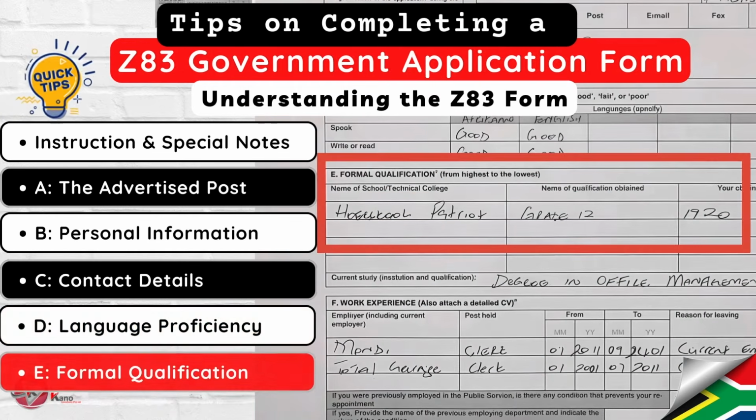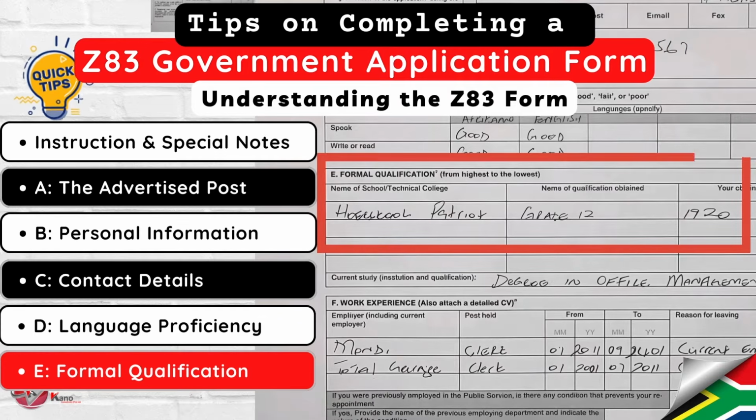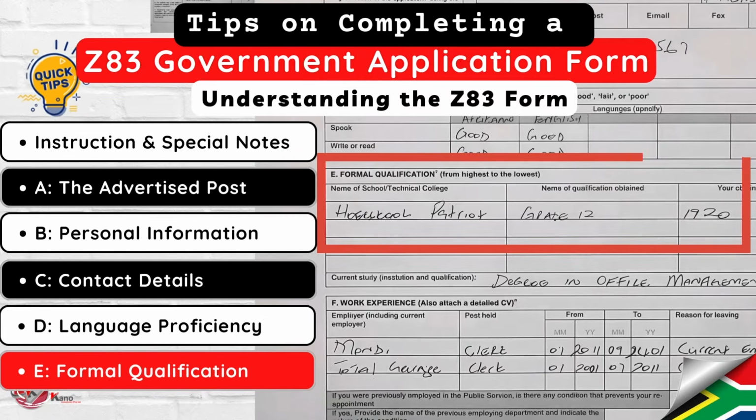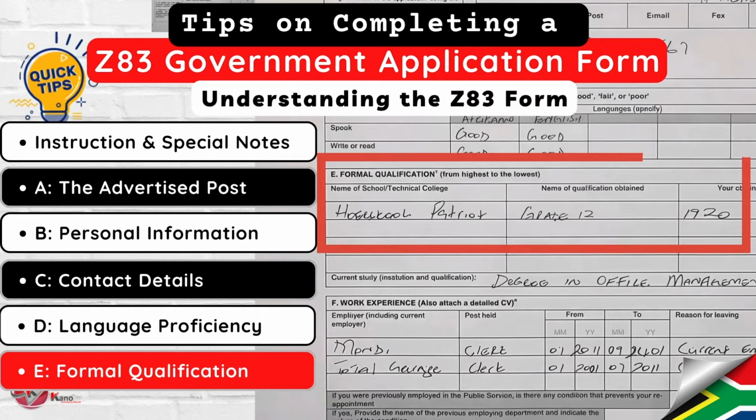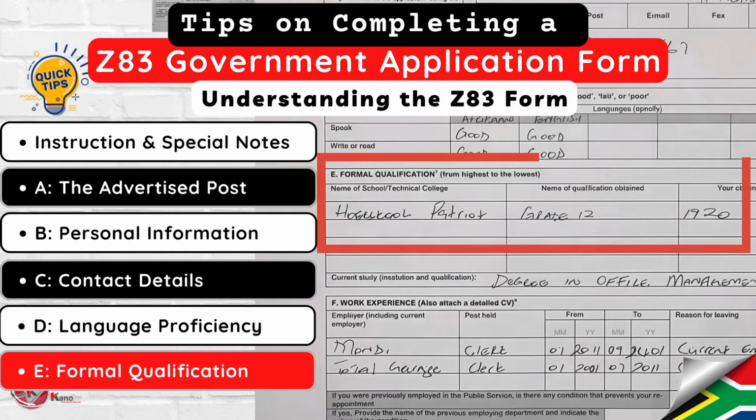In Section E, you'll need to list your educational qualifications, in order from highest to lowest. Start with your highest qualification. This could be your tertiary qualification, such as a master's or honors degree, or a bachelor's degree or diploma, and then work your way down to your lowest qualification, such as your grade 12 certificate.